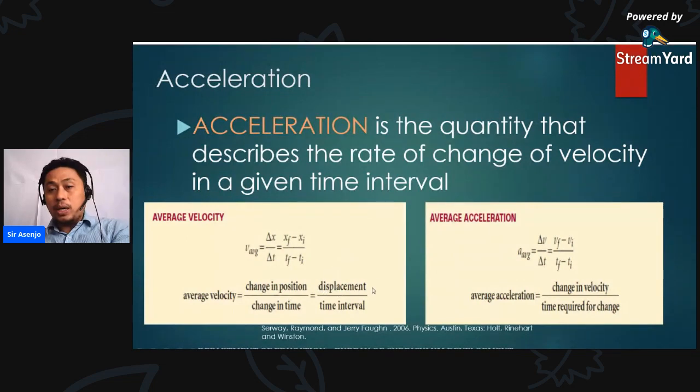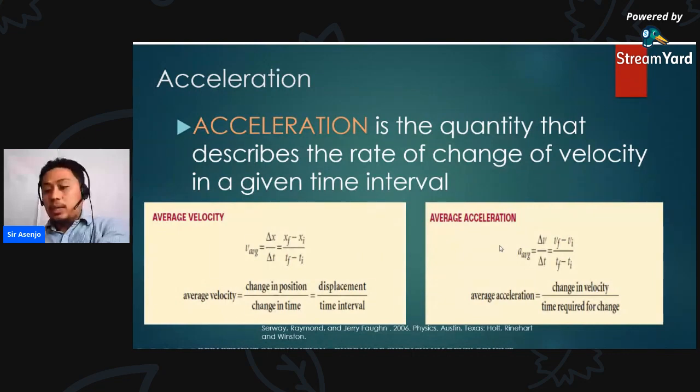Look at the difference here. For average velocity, you use the displacement divided by the time interval. For average acceleration, you get the change in velocity. In getting the change in velocity, all you have to do is final velocity minus initial velocity, then divide by the time required for the change. How do we get the time required for the change? Very simple. All you have to do is final time minus initial time. So that is the mathematical expression for average velocity and average acceleration.